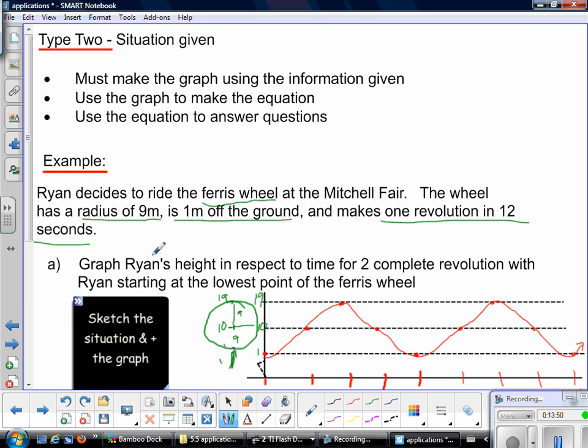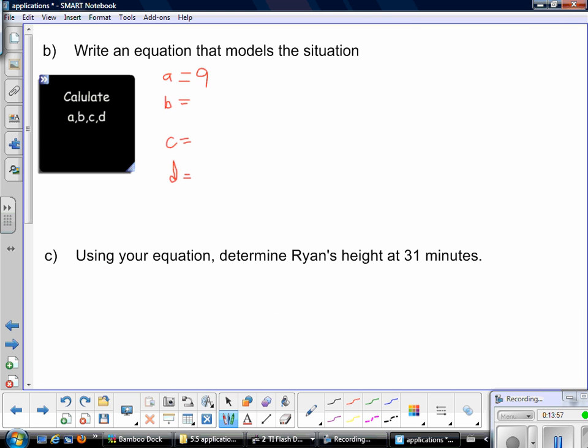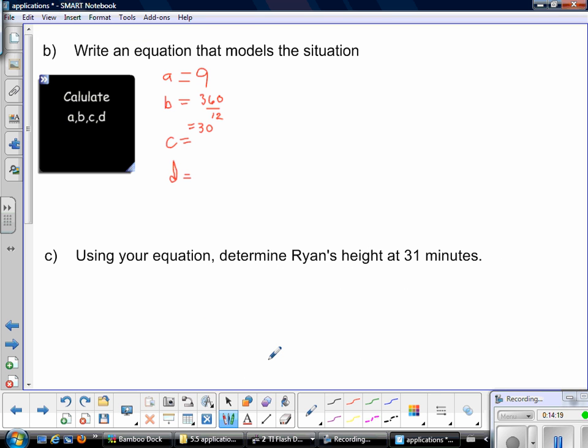Our B value, well, this one we have to calculate. Remember, B is related to the period. I know my period's 12, so my B is going to equal 360 divided by 12, which we know is going to be 30. My C value is where is the middle of the graph? Well, the middle of the graph we've already calculated is 10. Sorry, the middle of my graph is D, which is 10.